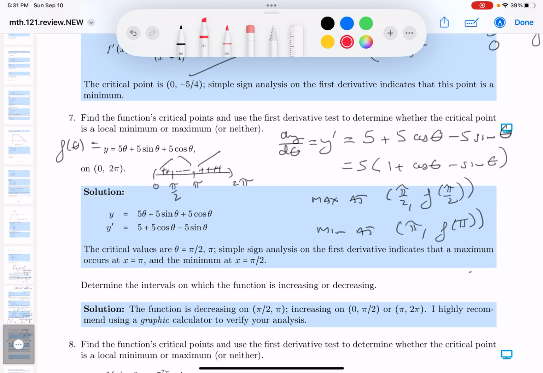The critical values we get, we got them over here. We got them written over here as well. Simple sign analysis of the first derivative indicates that a maximum occurs at pi. I think I made another mistake in the notes. This is crazy. A lot of mistakes here. And I got to correct this. I just noticed it. So I'll correct these over here. These are wrong. And these are right. So a maximum at pi over 2 and a minimum at pi. All right? I'll correct the wording of it. Thank you. You're not going to see that, by the way.